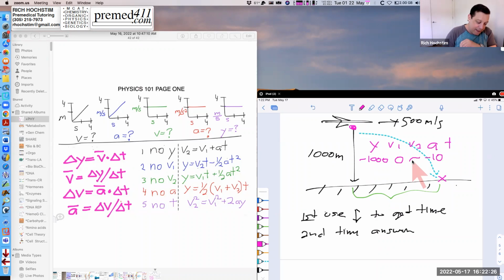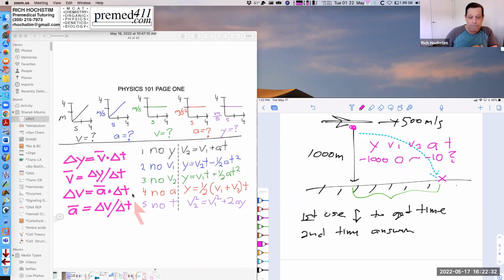And then what's going to happen is we're going to solve for t. Okay, so it's a similar equation. We're going to look for no V2, and that'll give us Y is equal to V1t plus 1/2 AT squared. Now, here's an interesting thing. There are ways to avoid the quadratic equation, but it probably won't occur on the MCAT.